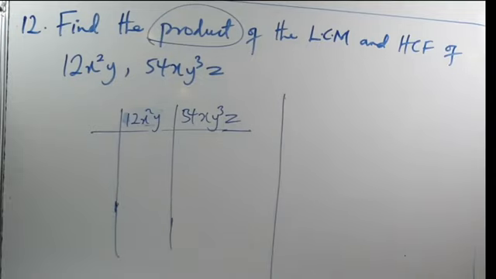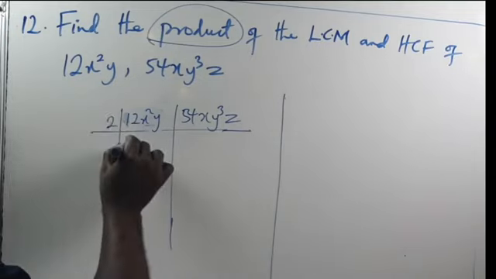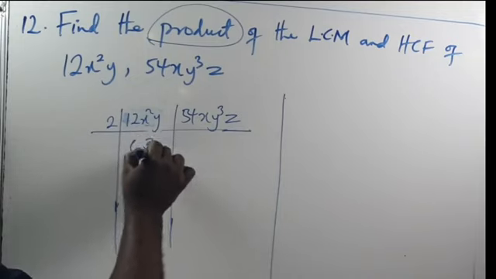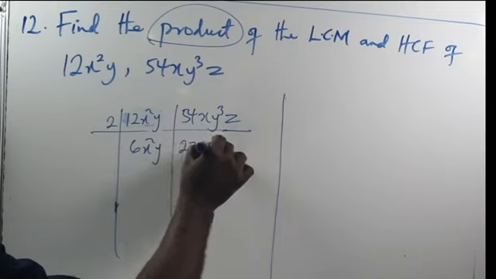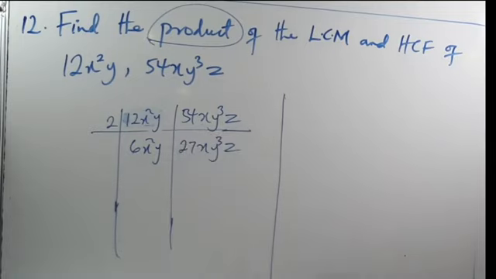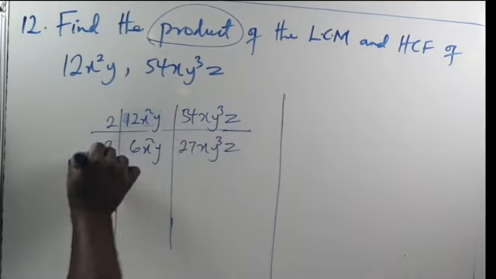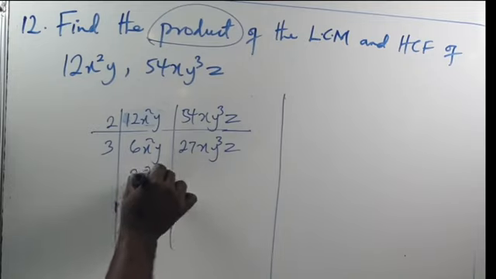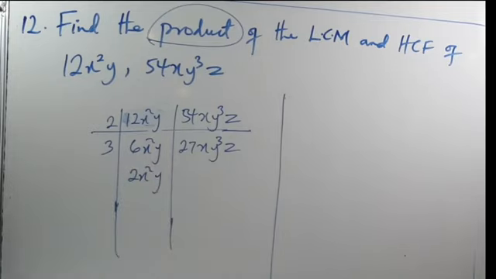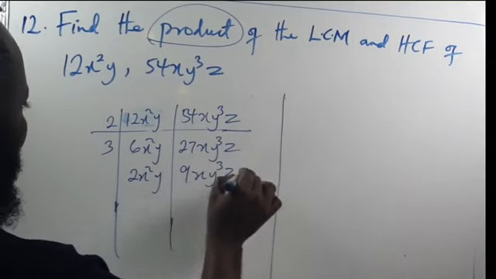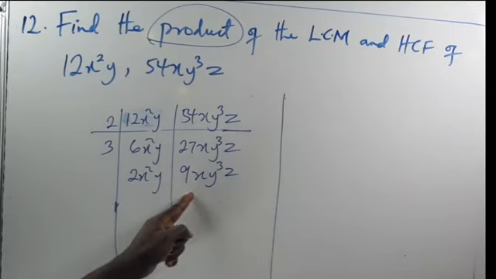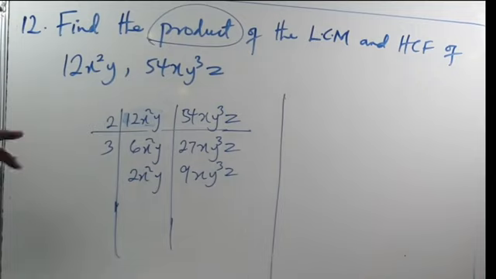So what is common? 2 can go. So that is 6x squared y and 27x y cubed z. So 3 can go. 3, 2x squared y, then 9x y cubed z. Nothing can go in 2 and 9 again, so we stop at that.